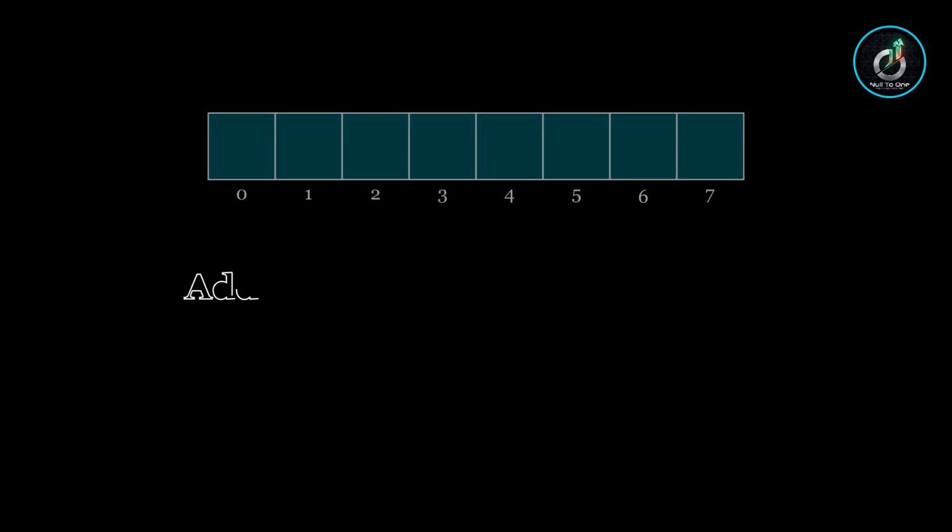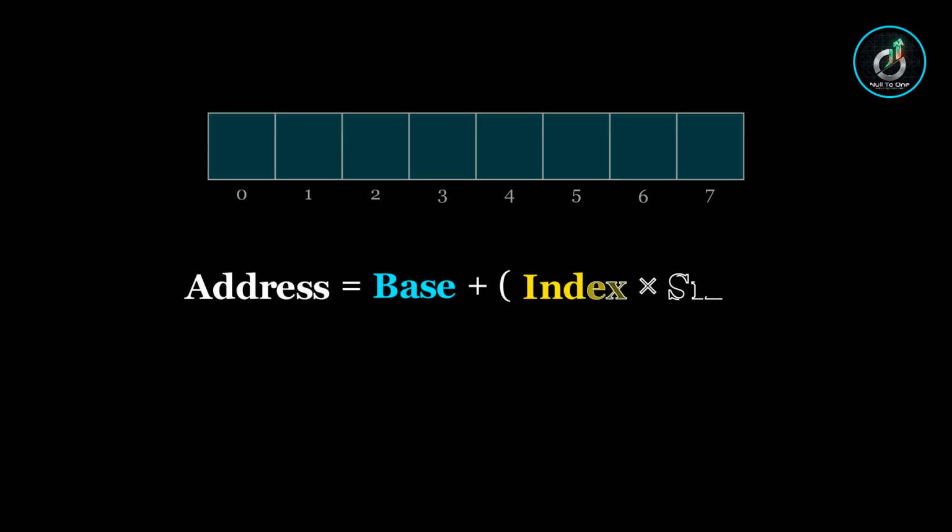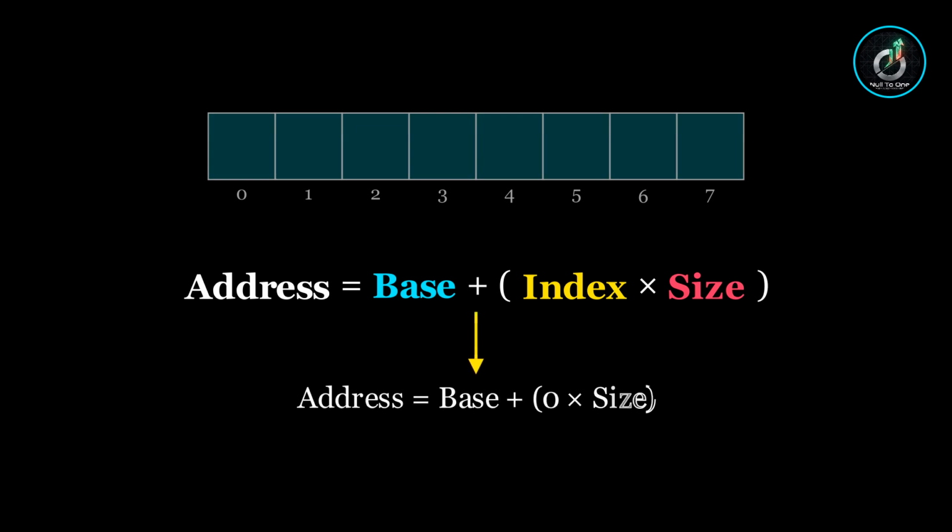When you reference an element, the computer doesn't count items sequentially. It uses this exact pointer arithmetic formula. Address equals base plus the product of the index times the element size. Watch what happens to the math when our index is 0. The entire right side of the equation evaporates, resolving instantly to the raw base address.